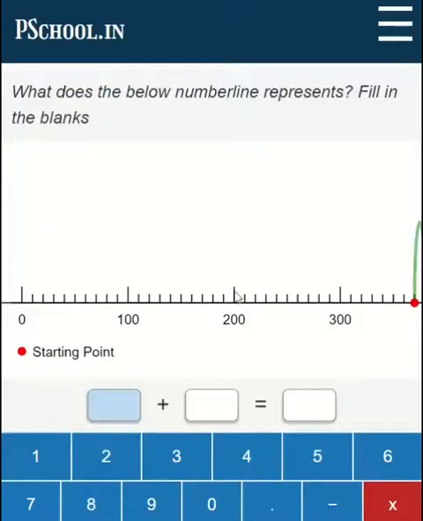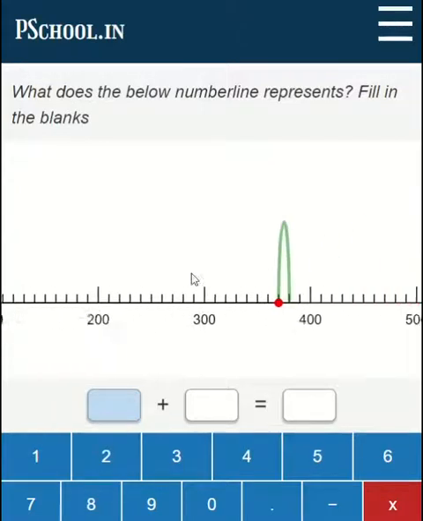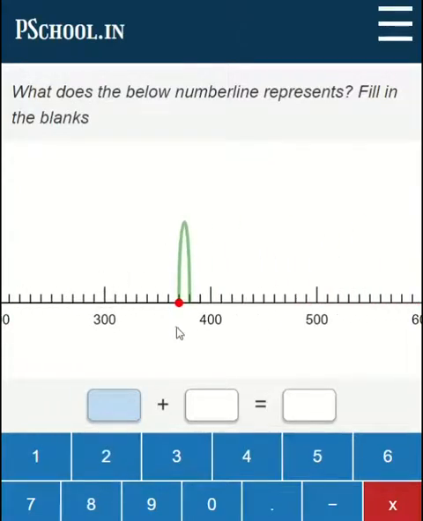Let us try a different type of problem. Here, in the number line, a problem is given. We need to find the problem. This one is an addition problem. The starting point is represented by the red dot. The red dot represents 380, and each minor division represents 10.